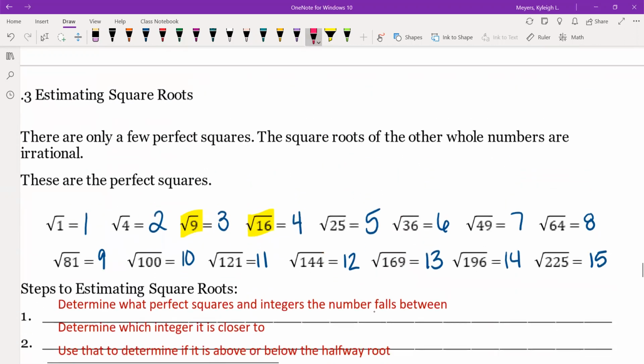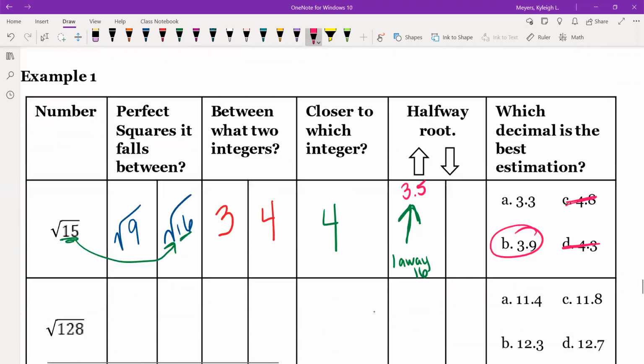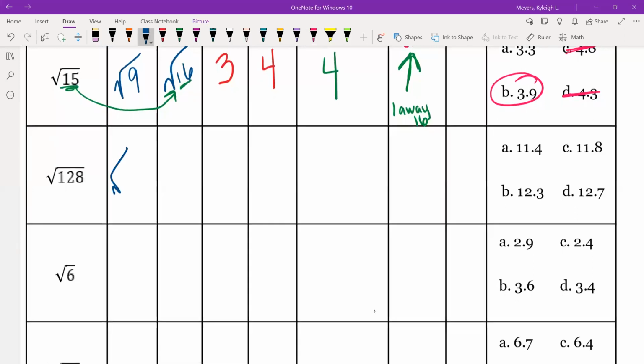128. 128 falls between 121 and 144. So make sure you're putting the square roots there. The square root of 121 is 11. The square root of 144 is 12. Is it closer to 121 or 144? It's closer to 121, so it's closer to 11, which means it's got to be down.